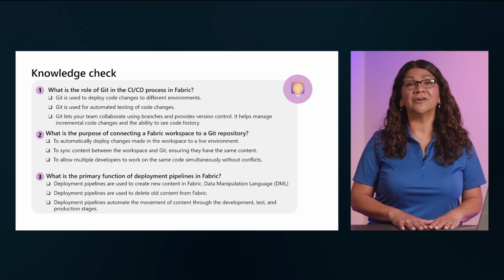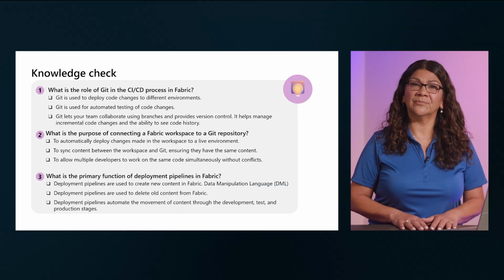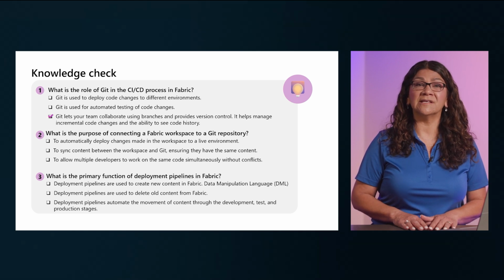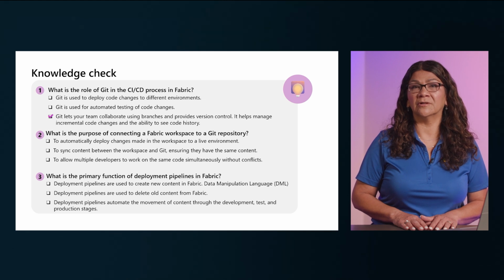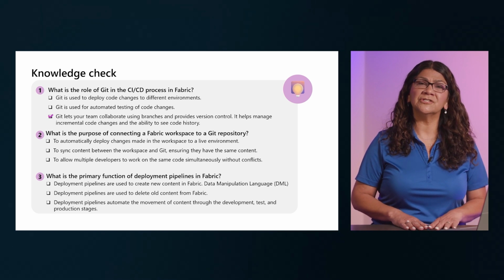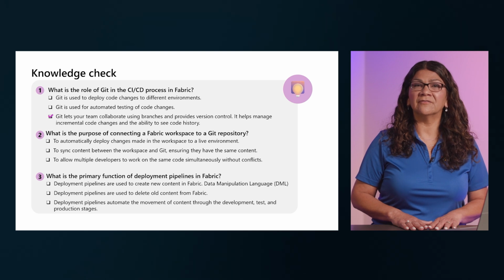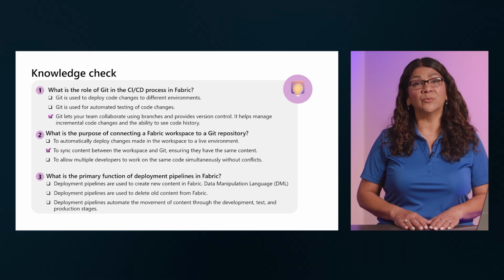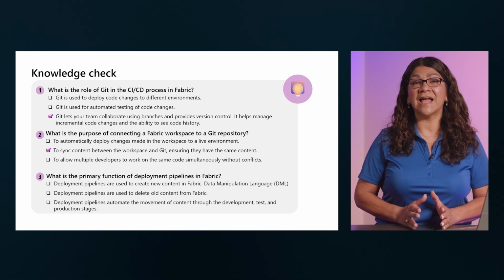Now it's time for our knowledge check. Question 1. What is the role of Git in the CI/CD process in Fabric? Answer: Git lets your team collaborate using branches and provides version control. It helps manage incremental code changes and the ability to see code history. Question 2. What is the purpose of connecting a Fabric workspace to a Git repository? Answer: to sync content between the workspace and Git, ensuring that they have the same content.